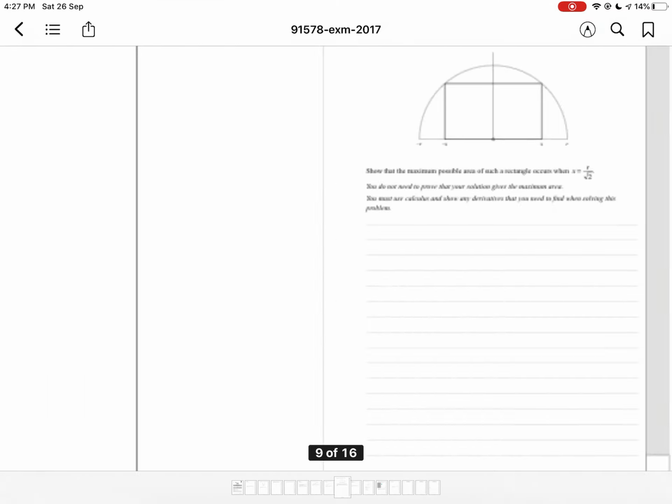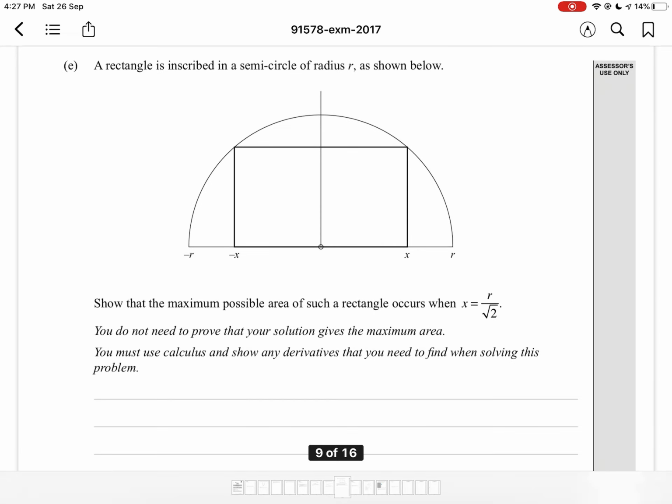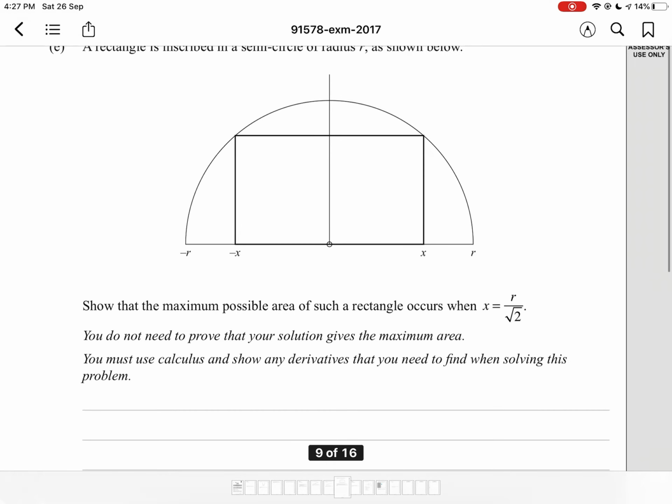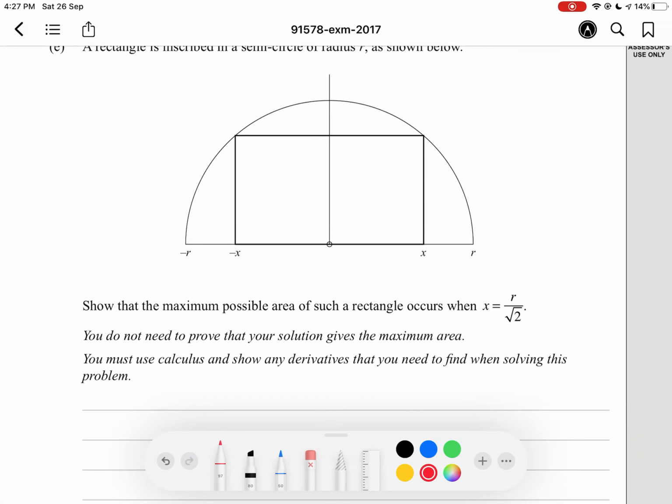But moving on to the next question. Question E. A rectangle is inscribed in a semicircle of radius r as shown below. Show that the maximum possible area of such a rectangle occurs when x equals r over the square root of 2. So for this, we need to write down what the area of the rectangle is, which in this case is A equals base times height.